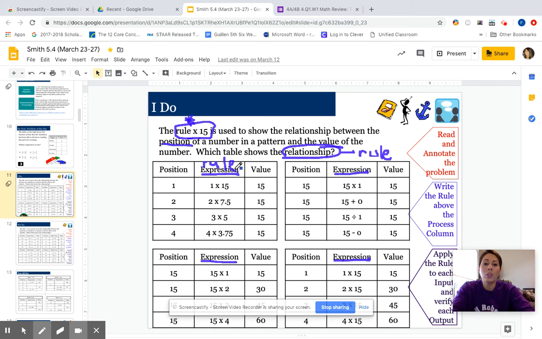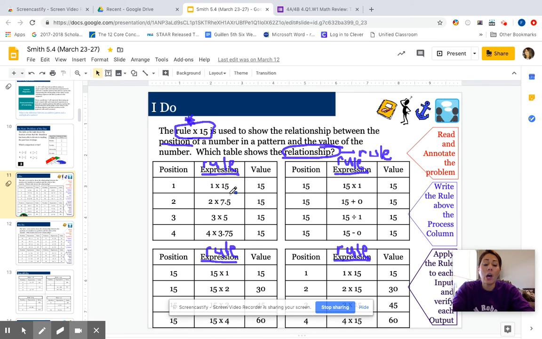Rule. This is my rule here. And my rule right here. So this is just to make sure that I'm looking at the right column whenever I'm looking at the rules. That way I don't go look at the position or the value, the input or the output. I look at the expression, which means the exact same thing as rule or relationship.